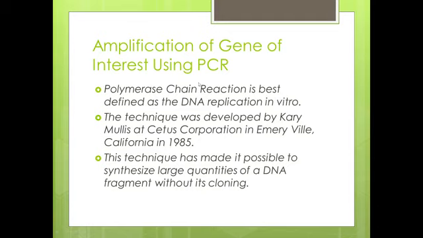Such a technique by which we are able to make several copies of DNA is called polymerase chain reaction. The technique was first developed by Kary Mullis at CETUS Corporation in California in 1985, which won him a Nobel Prize in Chemistry in 1993, along with Michael Smith. The technique has made it possible to synthesize large quantities of DNA fragment without its cloning.